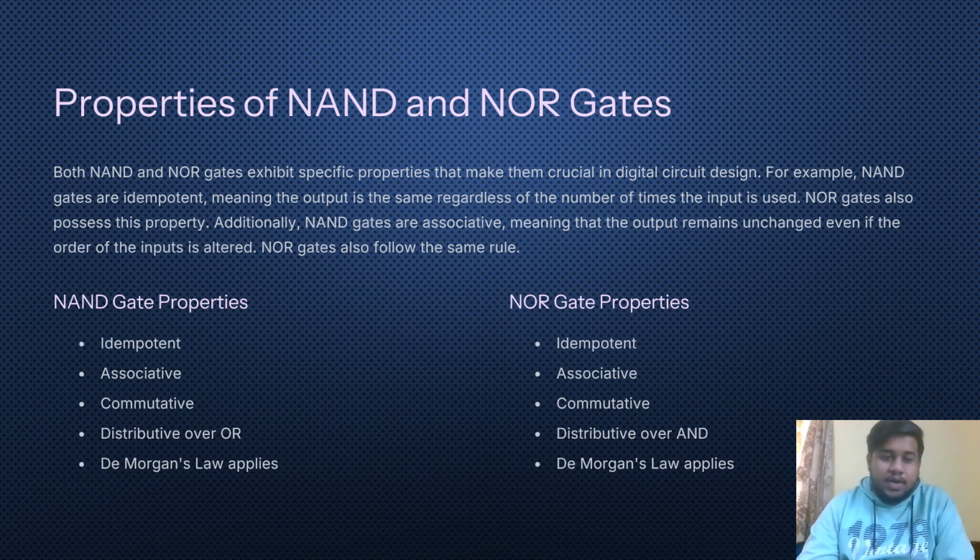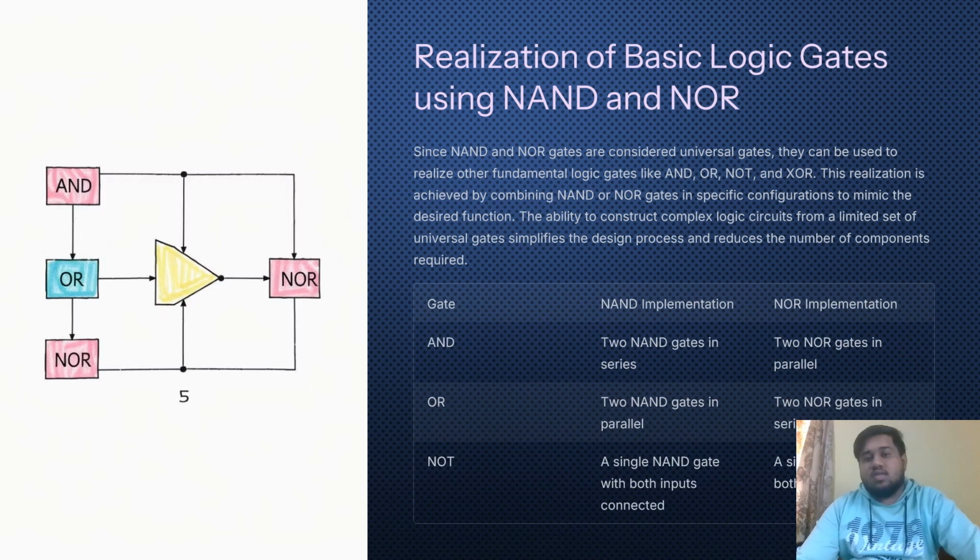NAND gate properties: idempotent, associative, commutative, distributive over OR. De Morgan's law applies. NOR gate properties: idempotent, associative, commutative, distributive over AND. De Morgan's law applies. Guys, now let us see realization of basic logic gates using NAND and NOR.